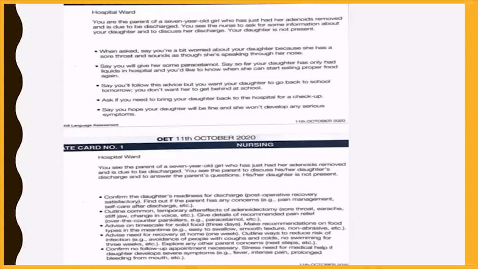Then I'll say my answer, okay? Oh God, actually I'm a little worried because she has a sore throat. And whenever she speaks, it sounds like she's speaking through her nose. That is my problem, so actually I'm giving you my worry, isn't it? Even after the surgery. But what is your task? Read it out.